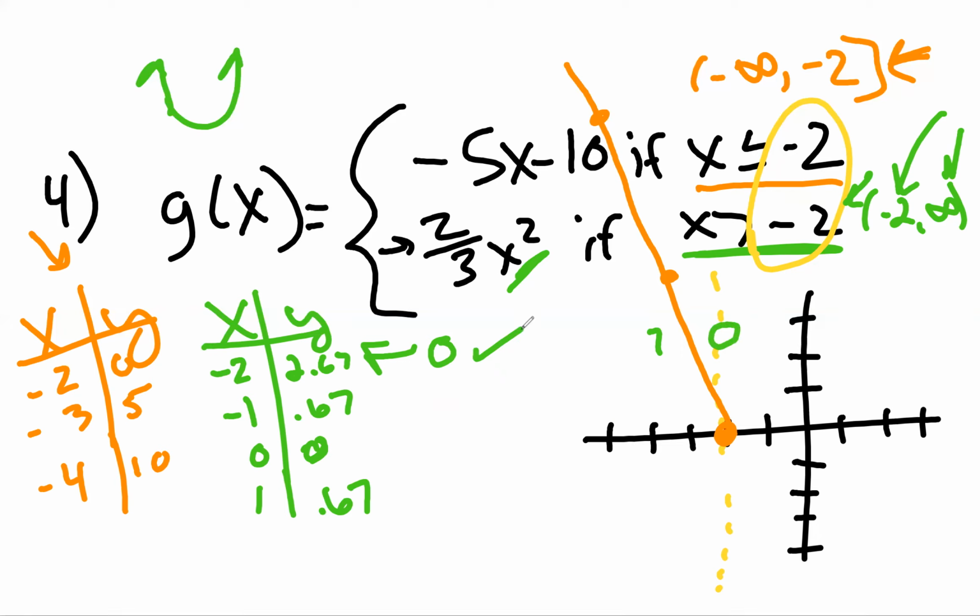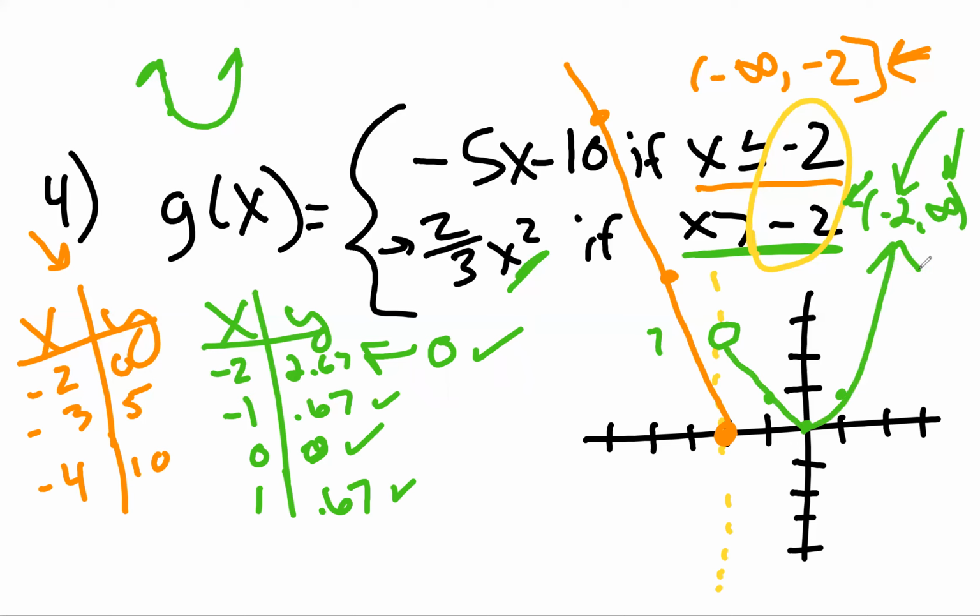So then I'm going to plot -1.67. So I'm going to go over 1, and I'm going to go up almost a full 1 and put a dot. And then I have the point 0, 0. And then I'm going to plot the point 1.67. So I'm going to go right 1 and almost up a full 1 again. And so now I can kind of see the parabola taking shape. And so I'm going to draw that, and continue that way.